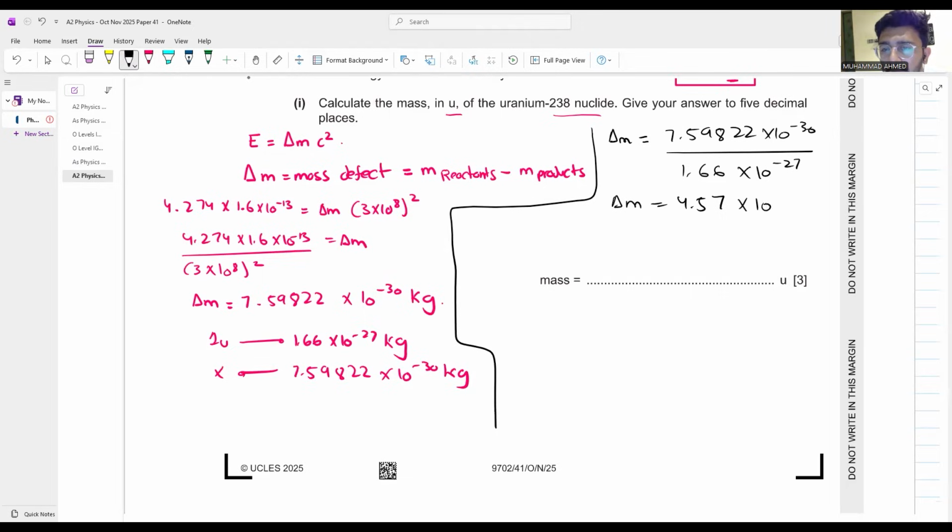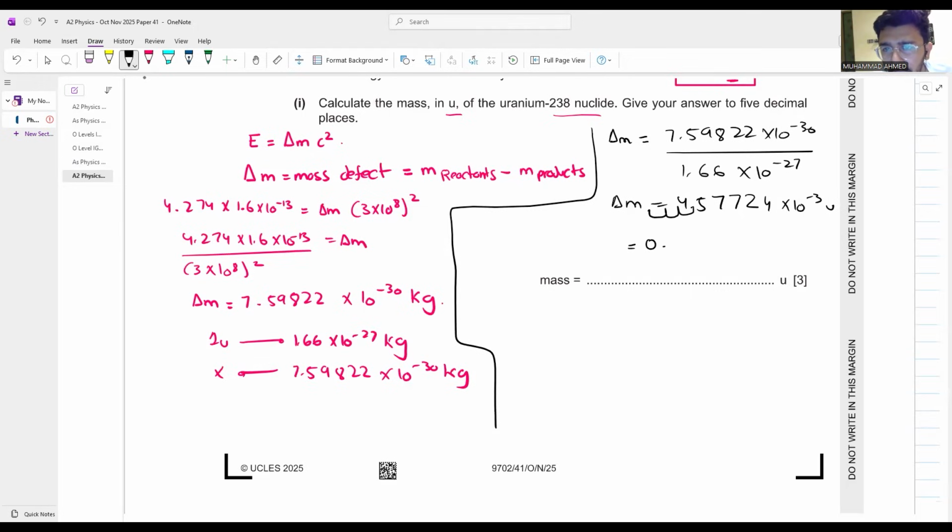4.57, 10 raised to the power of minus. Also, we have to write it till 5 decimal places, na? So let's do it something like this. 4.577 2 and 4 10 raised to the power of minus 3 u. What you can further do is remove the standard form. Take this decimal point 1, 2, 3 here.